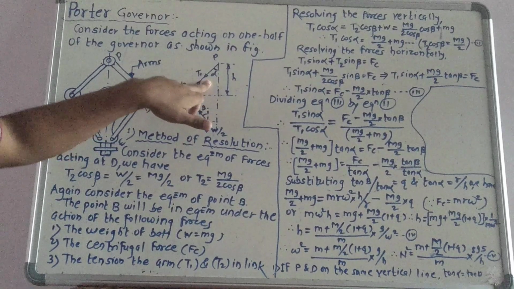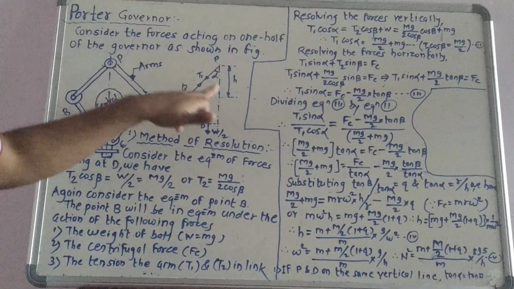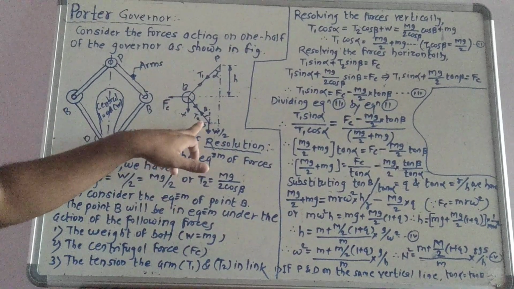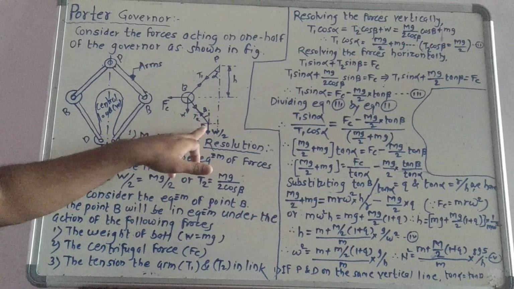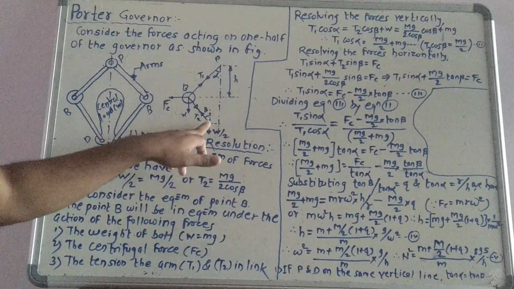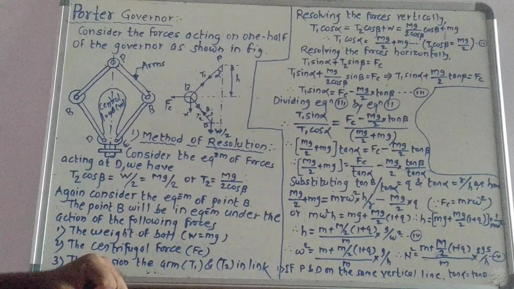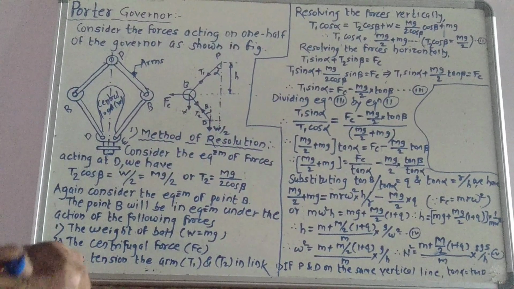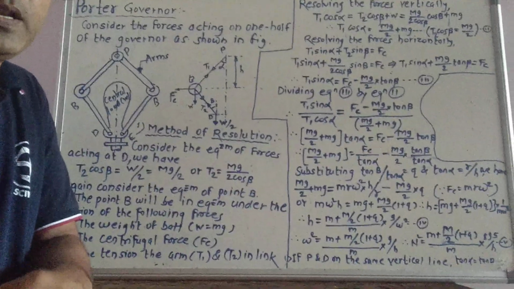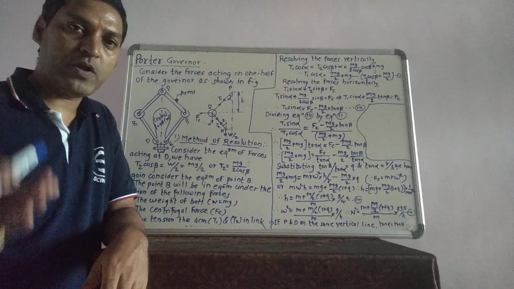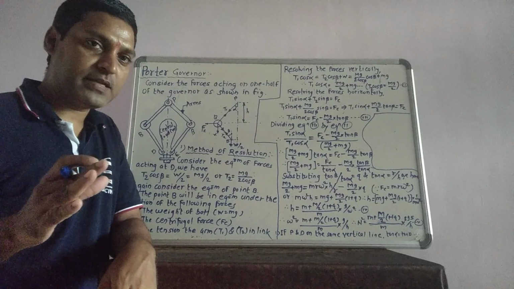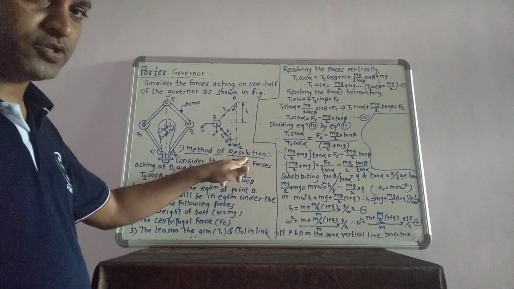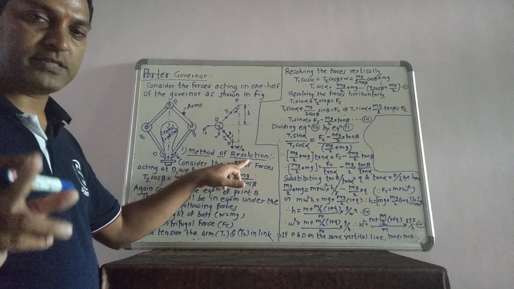Alpha is nothing but the angle made by this arm with the vertical axis, that is the spindle axis. Then beta is nothing but the angle made by this link with the vertical axis. N indicates the speed in RPM. So there are different methods to get the relation between the height of the governor and the speed of the governor. But as far as our syllabus is concerned, we'll focus on two methods. First one, method of resolution, and second one, instantaneous center method.